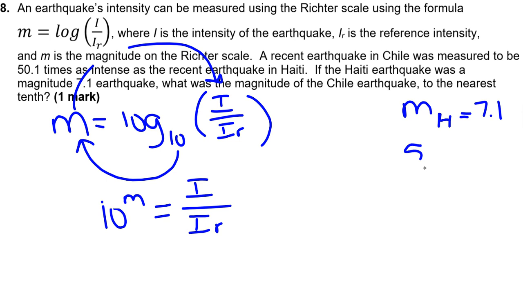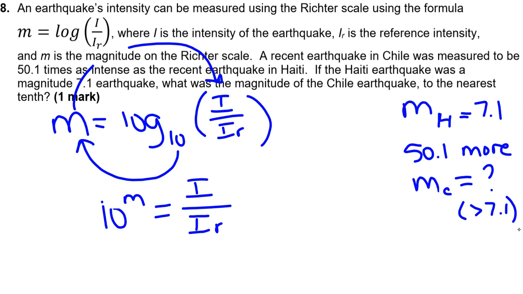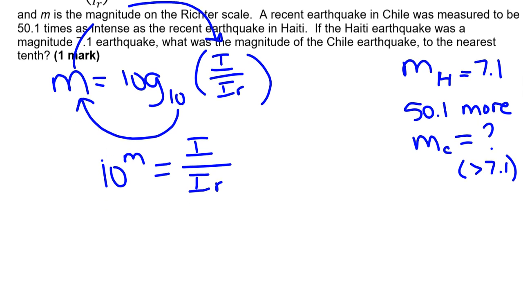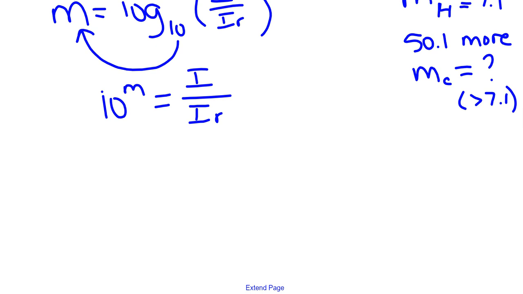The one in Chile is 50.1 times more intense. So that means that the magnitude in Chile, while we don't know what it is, I know that it is going to be for sure a number greater than 7.1 because it's more intense. So what I want to compare is the ratio of the intensities. That is going to be my intensity factor of 50.1. Let me do it this way here. So the ratio of the intensities, so one intensity divided by the other.